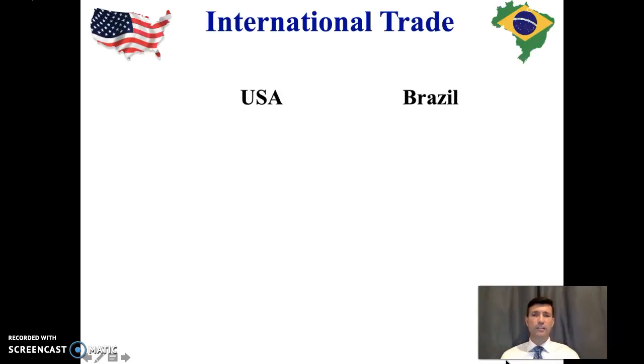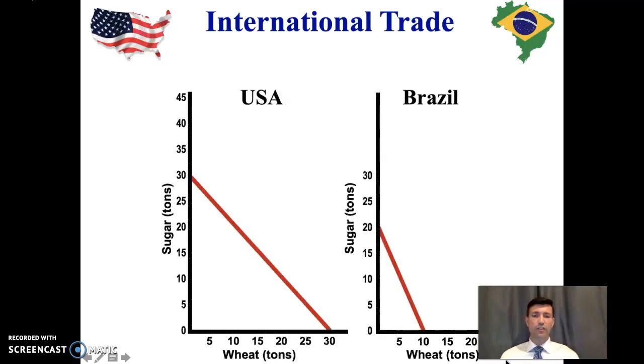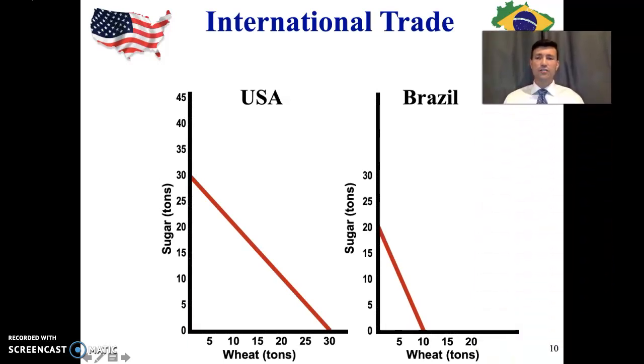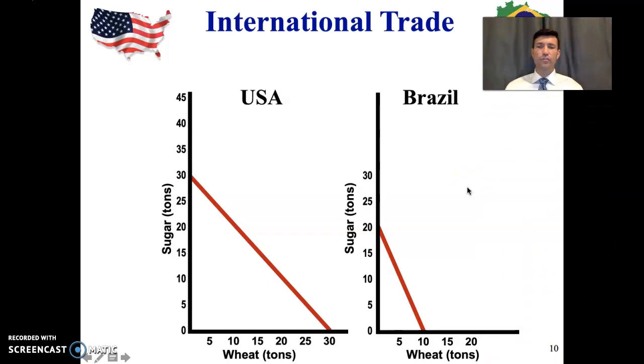If you take this idea of specialization and trade and look at a more realistic example of the USA and Brazil. So let's say the United States can make 30 tons of sugar and 30 tons of wheat in a given time period. Brazil, 20 and 10 respectively. For the United States, it's very clear that 1 ton of wheat costs 1 ton of sugar, and 1 ton of sugar costs 1 ton of wheat. For Brazil, the math is ever so slightly more complicated. 1 ton of sugar costs half a ton of wheat, and 1 ton of wheat costs 2 tons of sugar.